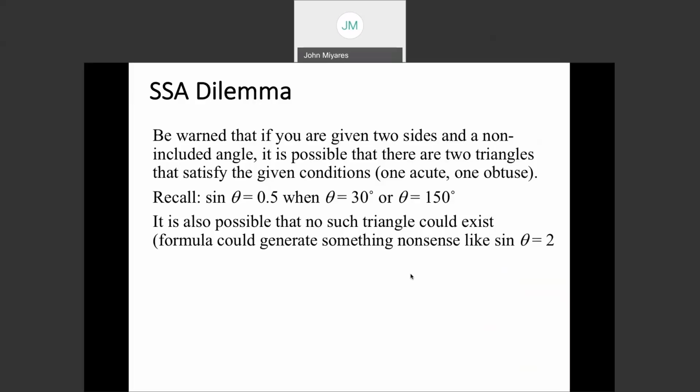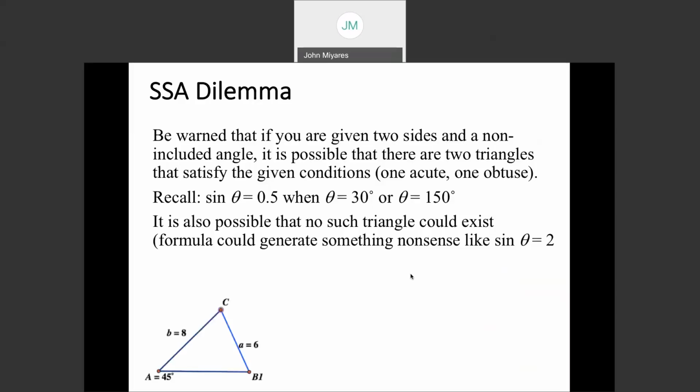This is because when you're given two sides and one angle, the first thing you want to try to do is solve for the second angle. And if you have something that comes up with, say, sine of theta equals 0.5, we saw before in our earlier slides that there are two possible solutions to this, one acute and one obtuse, that can satisfy this condition. This means that under some circumstances, we can be given two sides and the angle not in between and end up with two triangles that satisfy those conditions.